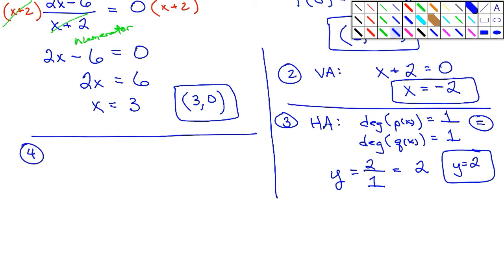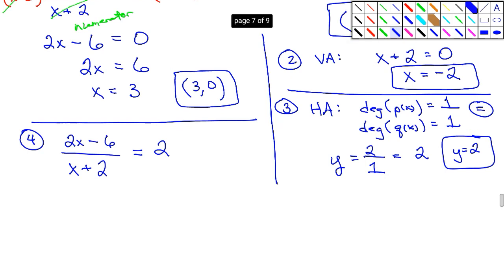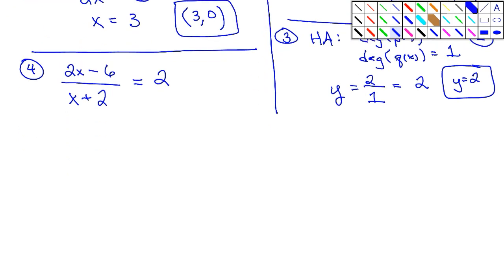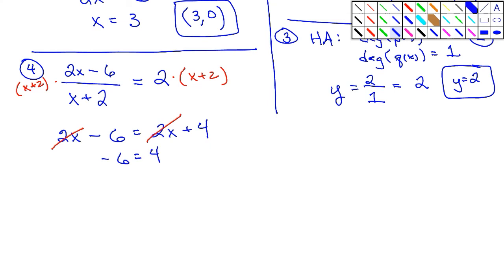Step 4 is to find where the graph crosses its horizontal asymptote. So I'm going to take the function (2x minus 6) over (x plus 2), and I'm going to set it equal to the y value of the horizontal asymptote, which is 2. Then I will solve. I'm going to multiply both sides by x plus 2, and we get 2x minus 6 is equal to 2x plus 4. The 2x's cancel. That gives me negative 6 is equal to 4. That is false. That's not true.